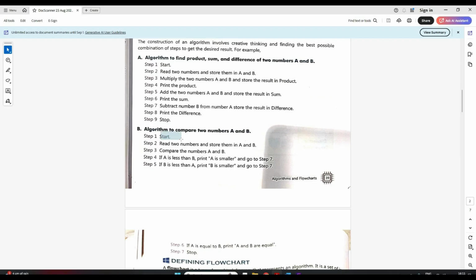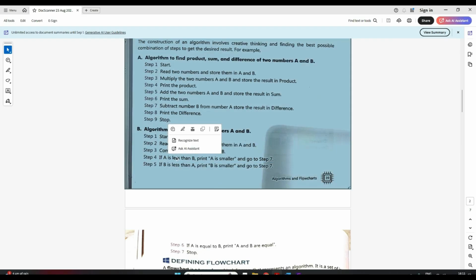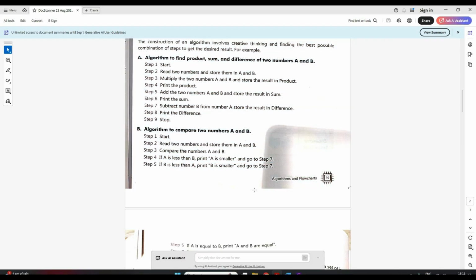As I said, step one is always start. Then I'll read two numbers, store them in a and b, correct? Now compare the two numbers. Now I'll compare a and b. Now how will you compare? So first I'll find out if a is greater than b or less than b, whatever. So here they are writing: if a is less than b, print a is smaller and go to step 7, directly stop. So if I get a is less than b, I'll directly go to step 7 and stop.